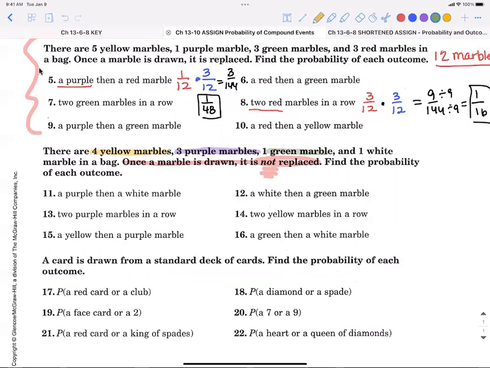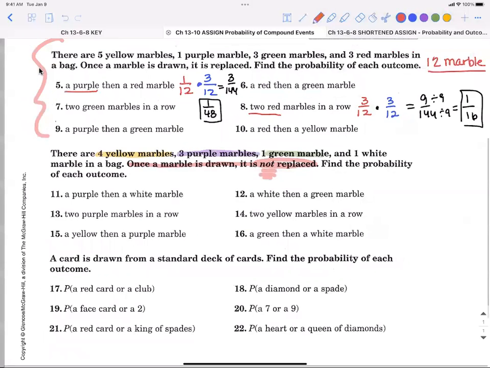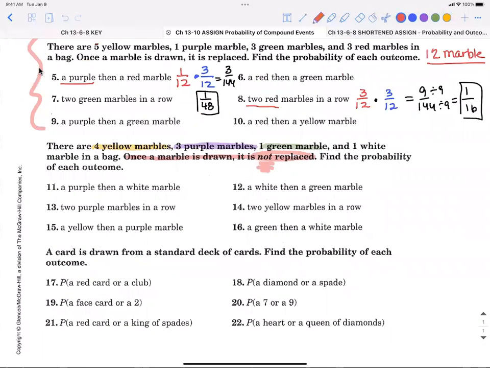So how many total marbles do we have in the bag? Jada? 9. All right, so we have a total of 9 marbles. Now this is a do not replace, which means once we draw our first marble, we set it off to the side. So number 11 says you draw a purple first, then a white.